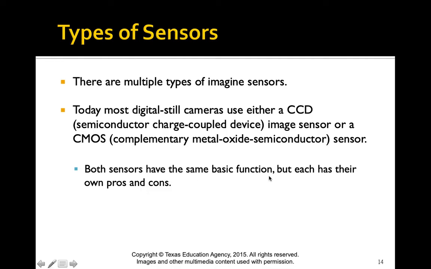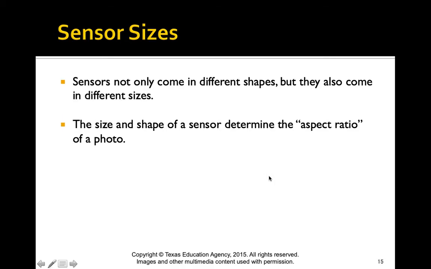Both sensors have the same basic function, and they both have their pros and cons. Sensors not only come in different shapes, but they also come in different sizes, and this is what I was just speaking about, the aspect ratio. Ratio is a math term, one thing related to another thing. In this case, it would be the height related to the length in a rectangle. If it's like a movie screen, the height is related to a long length, right? Or if it's an old television show, the height is related to a shorter length. And that's also how you can get your pictures or your videos to look.